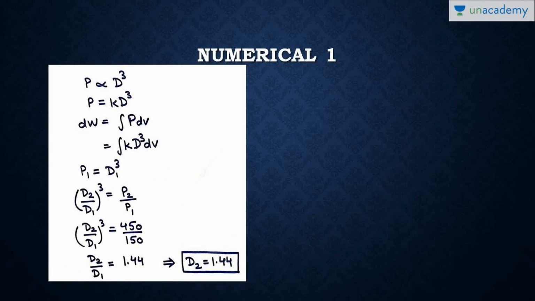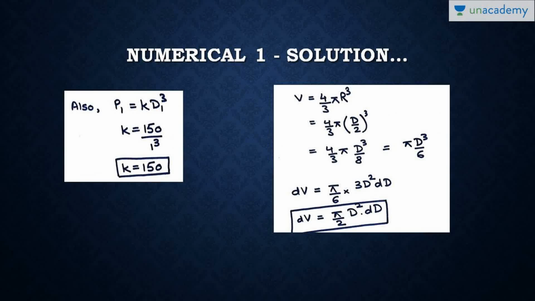Simply start this numerical with dW equal to integral P dV, because we have to find the work done. It is a closed system, so the work done is equal to integral P dV. First of all, we have to find the value of K as well. So P1 is equal to K times d1 cube. The value of K would be 150 upon 1 cube, because P1 is given as 150 and d1 is given as 1. So the value of K is 150.